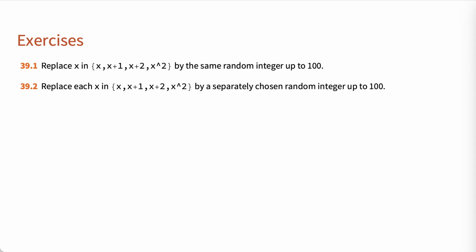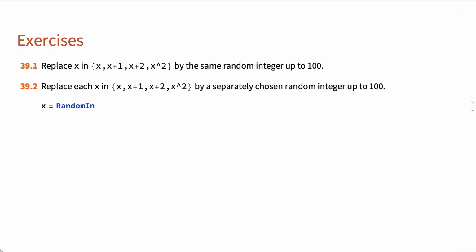There are 2 exercises at the end of this section chosen to illustrate the essential difference between an immediate rule and a delayed rule. The distinction between immediate and delayed rules also applies to immediate and delayed assignments. As an example, consider using an assignment rather than a rule either to replace x by the same random integer, as in exercise 39.1, or to replace x by separately chosen random integers, as in exercise 39.2.